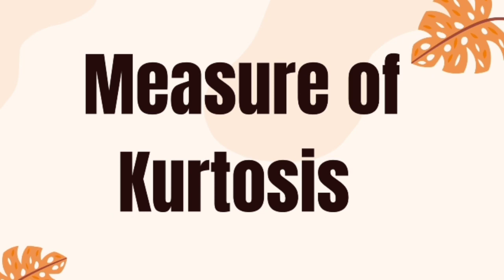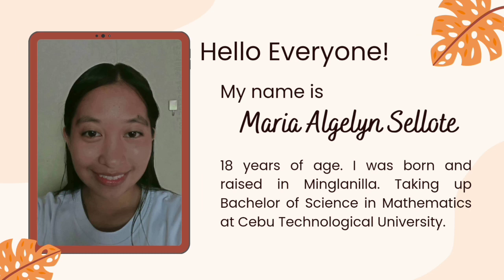And as we proceed to the discussion, allow me to introduce myself. My name is Maria Algilin Saliote, 18 years of age. I was born and raised in Milanilla, Cebu, currently enrolled in City UMC, taking up Bachelor of Science in Mathematics.